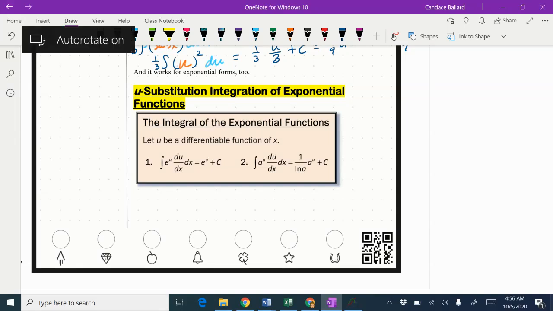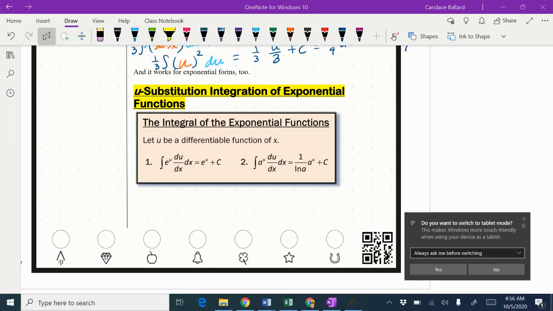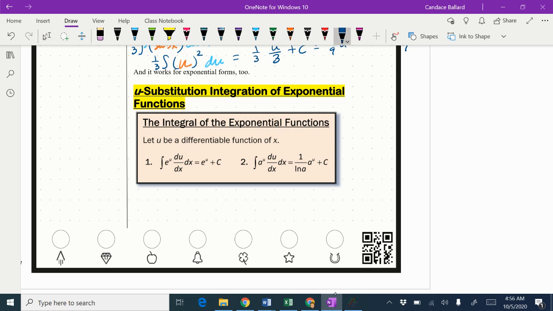So we can do u substitution for exponential functions as well. Officially, we have e to the u, where u is a function. Let u be a differentiable function of x. When we integrate it back, we get e to the u.